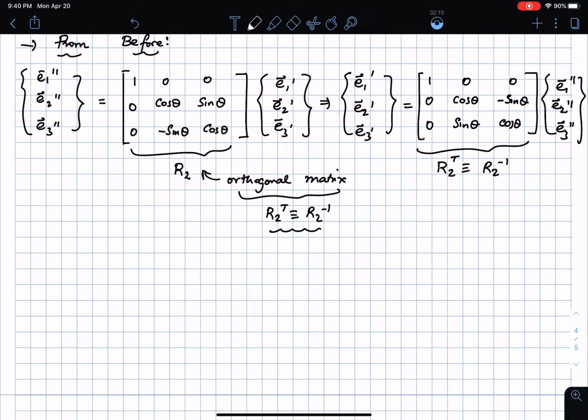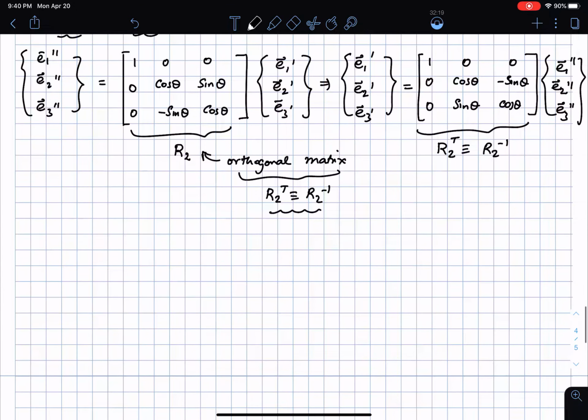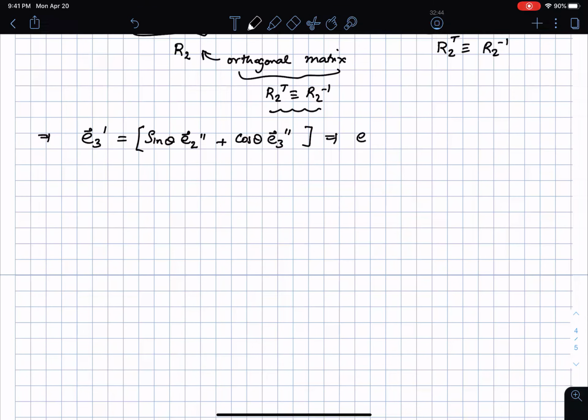And I can immediately see that E3 prime, which is my Ez, can be written in the following manner. E3 prime is going to be written in terms of E1 double prime, E2 double prime, E3 double prime as sine theta E2 double prime plus cos theta E3 double prime. So this is fairly straightforward, which means that E3 prime is equal to Ez. I'm just going to copy this and paste it here. So this implies that E3 prime, which is equal to Ez, is equal to that thing that we just copied down here.